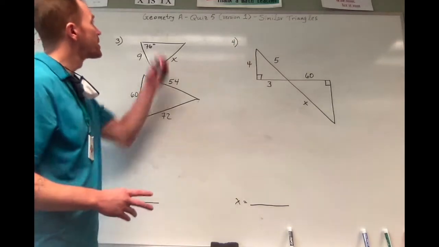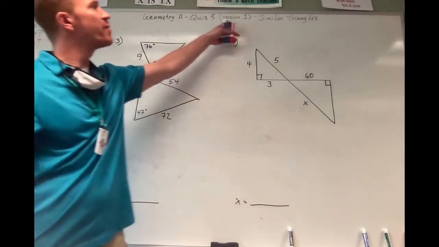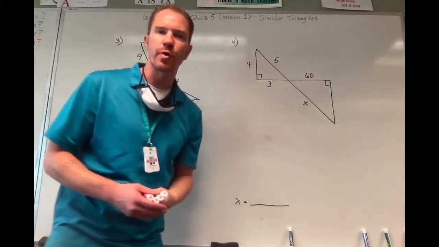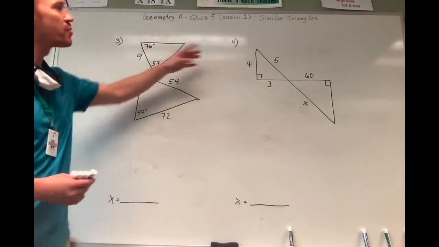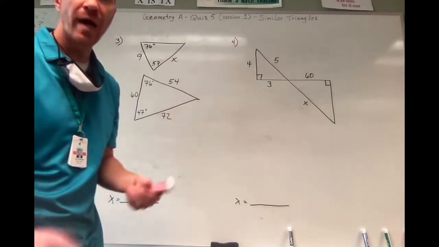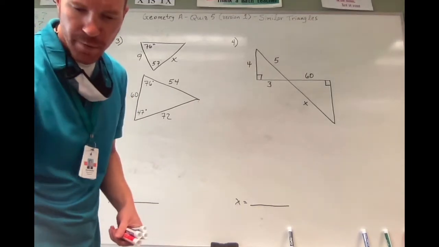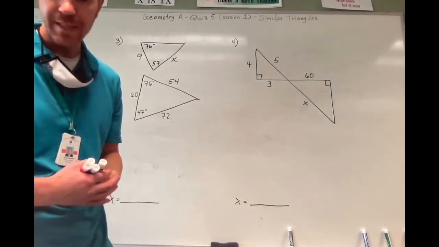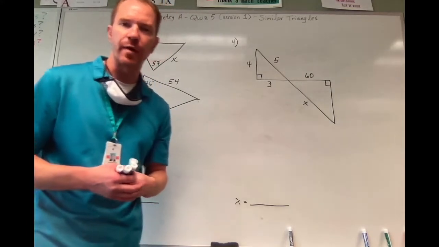All right, so we're continuing Geometry A, Quiz 5, version 1 on similar triangles, but now we're on problems 3 and 4. Again, if you have the paper in front of you, you can read that it says each pair of triangles is similar. Find the value for x.